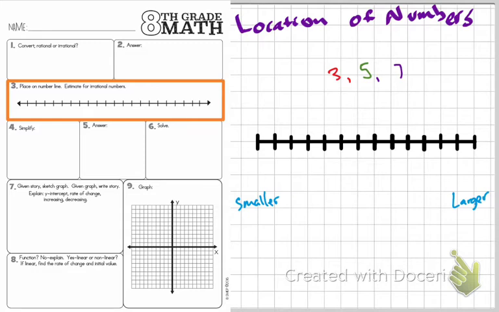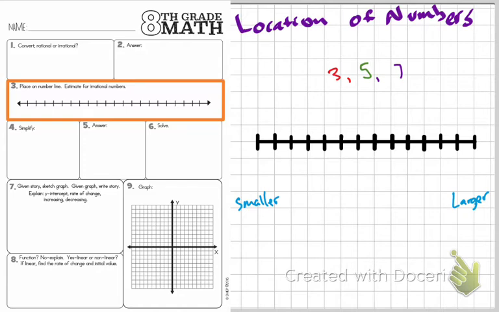In this case, if we had numbers like 3, 5, and 7, those are all pretty simple to put on our number line. A quick reminder for us as we work on creating a scale for our number line: our smaller numbers always go to the left and our larger numbers will always go to the right. However, what numbers are in which spaces might be different depending on that scale, and we'll see some examples of that.